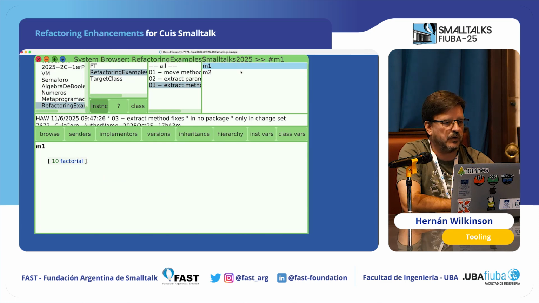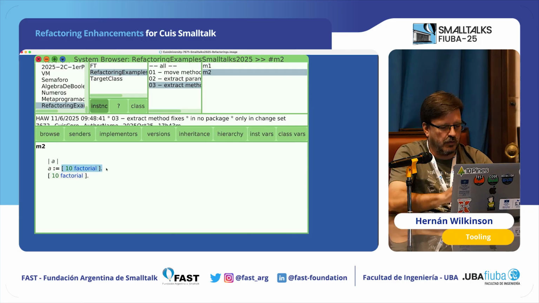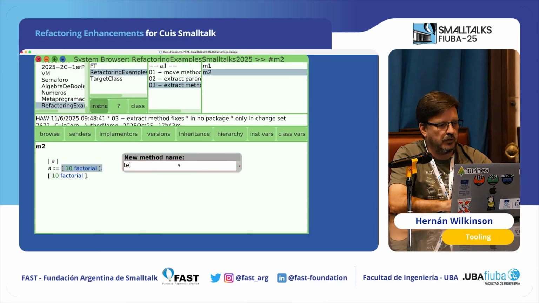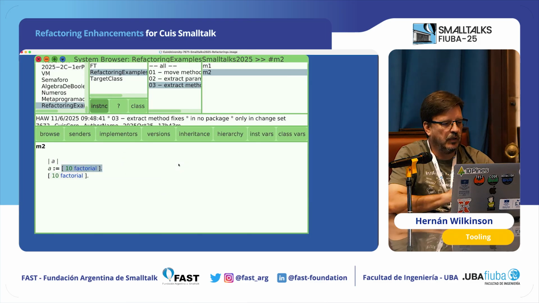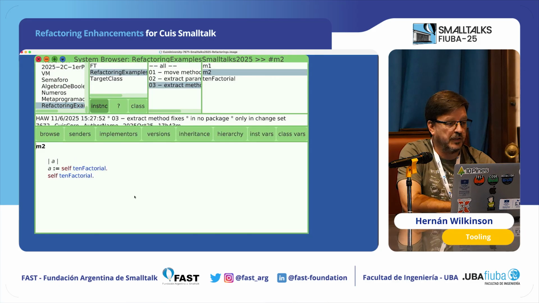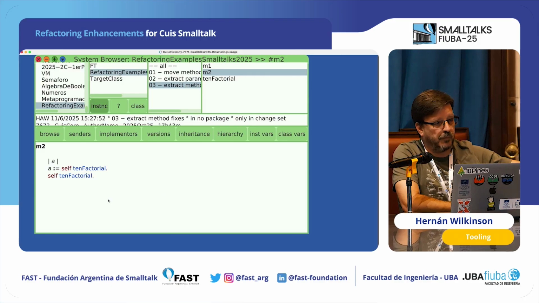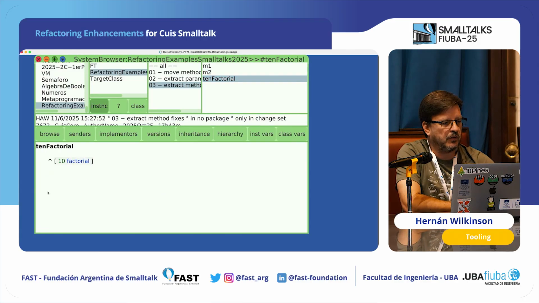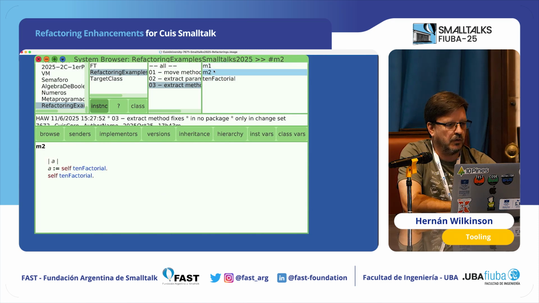It is here, 10 factorial, and here we have two of those, too. So I can extract that, do an extract method. I don't know, let's call it 10 factorial, and it will extract the three of them. As I said, this worked perfectly fine when there were no blocks, and now it works correctly with blocks. So we have 10 factorial that returns the block and all the extracted code.